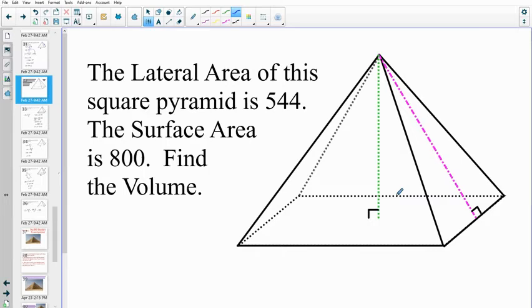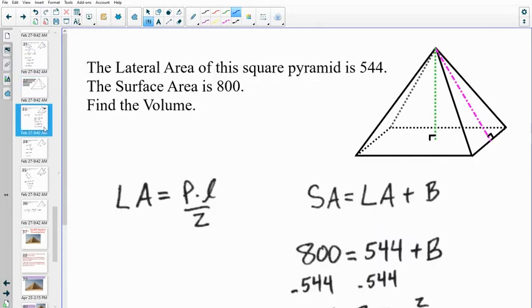I'm going to use the formulas, but I'll just say quickly that if you're thinking about what this means, the area of all 4 of these triangles up here is 544. The area of everything is 800. Even without using a formula, you could figure out that if I just subtract 800 minus 544, that'll give me the area just of the base. And if that makes sense to you, go ahead and do that. If that doesn't make sense to you, let's go to the formulas.